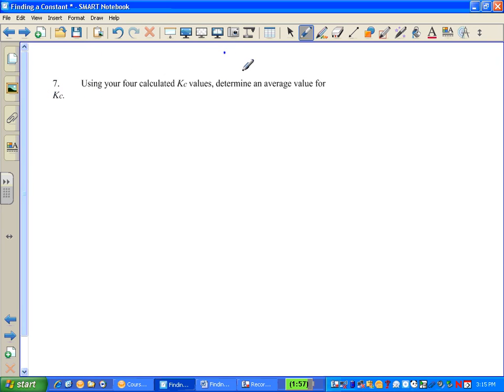Now that you've got the 4 calculated Kc values, in this question you're going to determine the average value for the Kc. At this point, if you have any outliers, any values that are really far away from all of the other ones, you will not include them in your average.